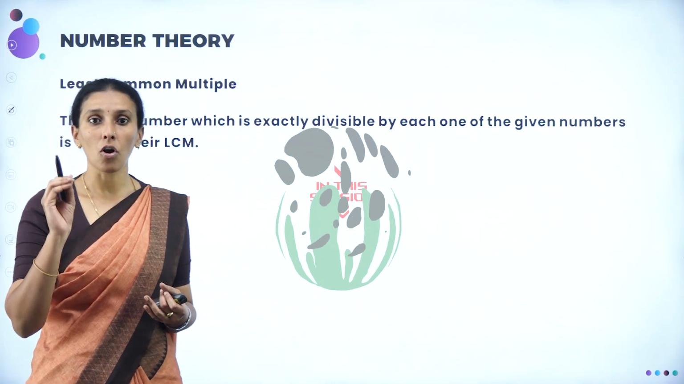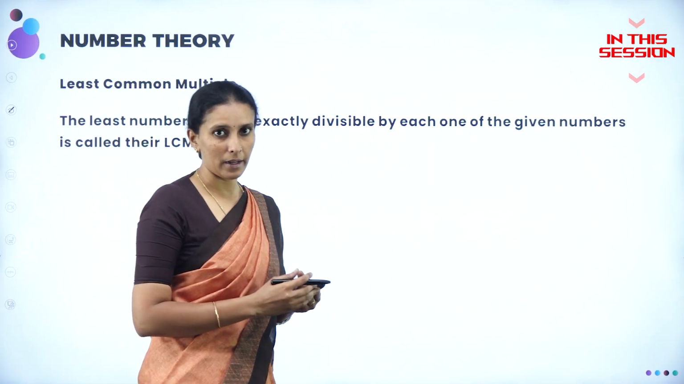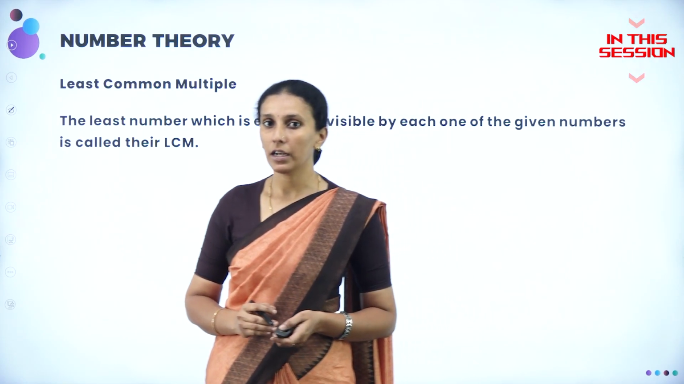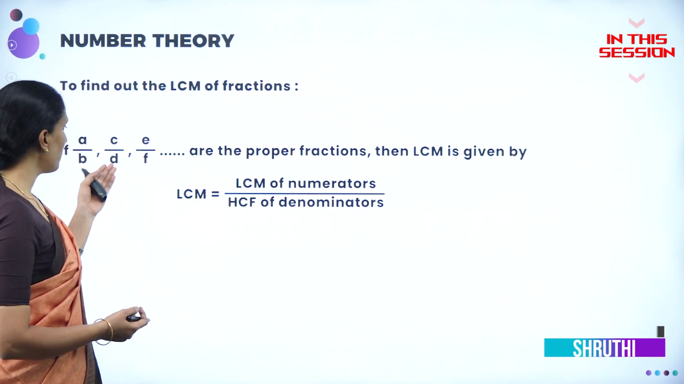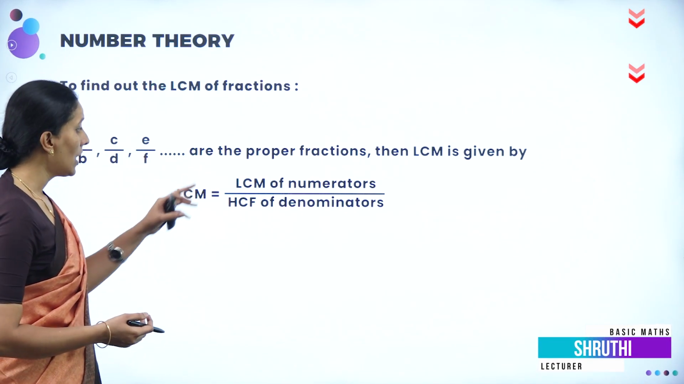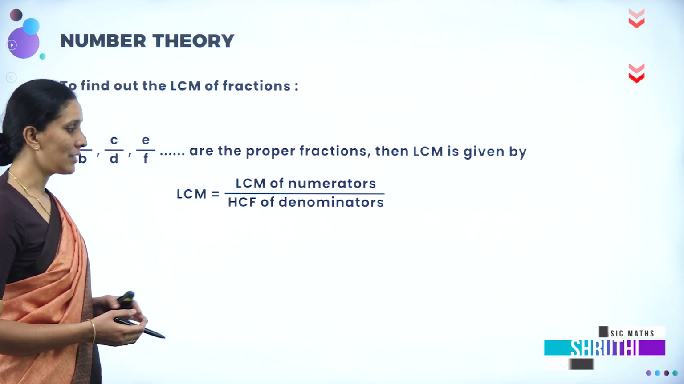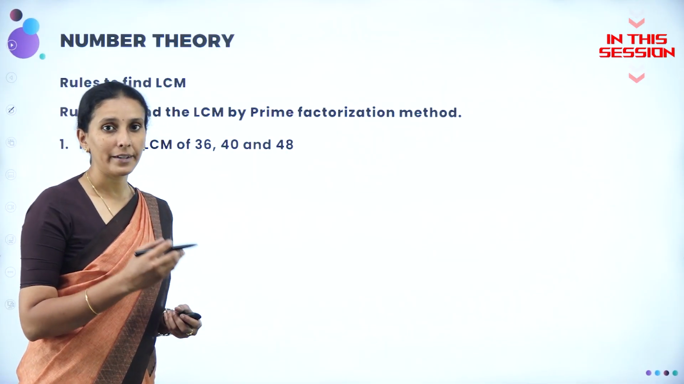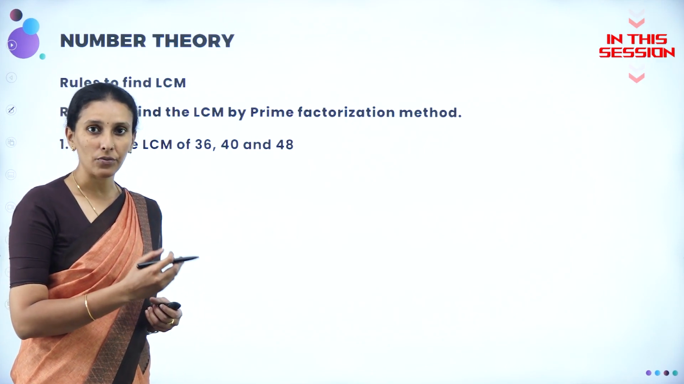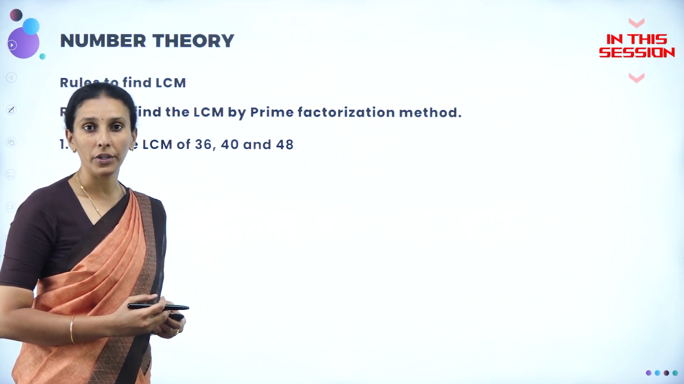HCF is nothing but the common divisors which divides all the numbers. LCM is the number which is divisible by the given numbers. Suppose A by B, C by D, E by F are proper fractions, then the LCM is given by LCM of the numerators by HCF of the denominators. How to find the HCF of given numbers? Using the prime factorization method as well as the long division method called Euclid's algorithm.